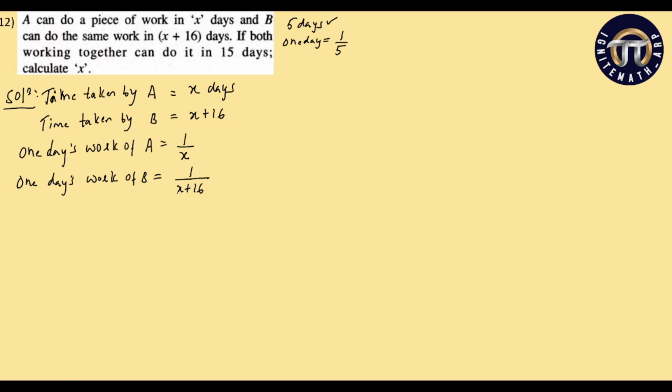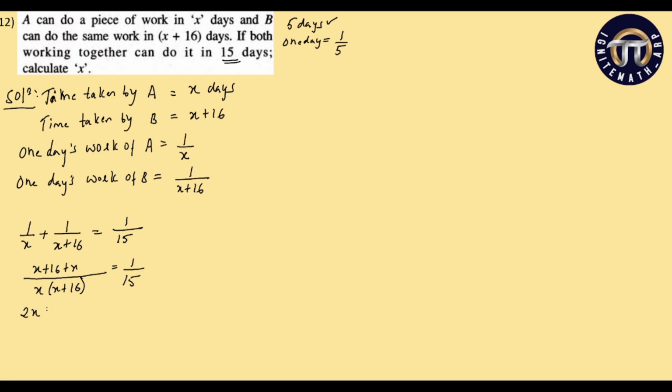Clear? If both are working together, right? So 1 day work of A plus 1 day work of B if I do. See, if both of them are working together, they would complete it in 15 days. So if I add 1 day's work of A and 1 day's work of B, it will be just one part out of 15 parts. Okay, it is going to be 1 by 15. Now I'll take the LCM and simplify this. LCM is going to be x into x plus 16. So when I cross multiply this, x plus 16 plus x is equal to 1 by 15.